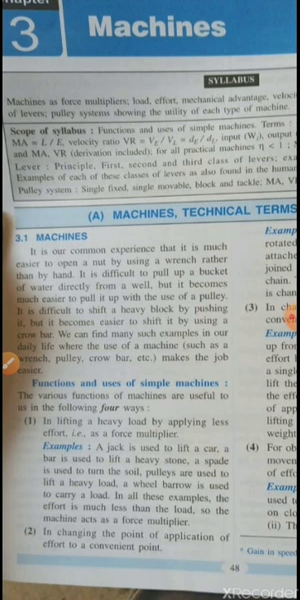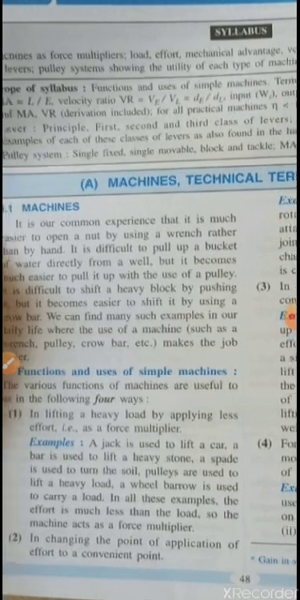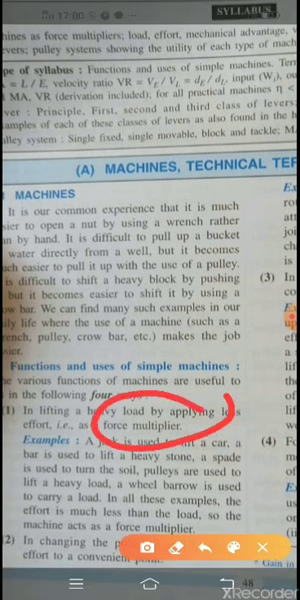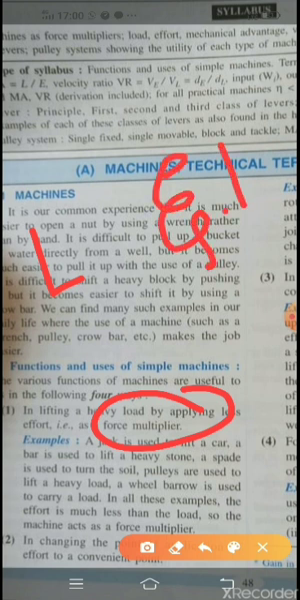Just like how you speak about functions in your computer, in the same manner you will also have some functions which can be given to you by your machine. The first one is called a force multiplier. Force multiplier means my load is big. You all know what you mean by load. If your load is quite big, it requires more force, but I apply less effort, by which I am able to overcome a greater load. In that case, it is called a force multiplier.